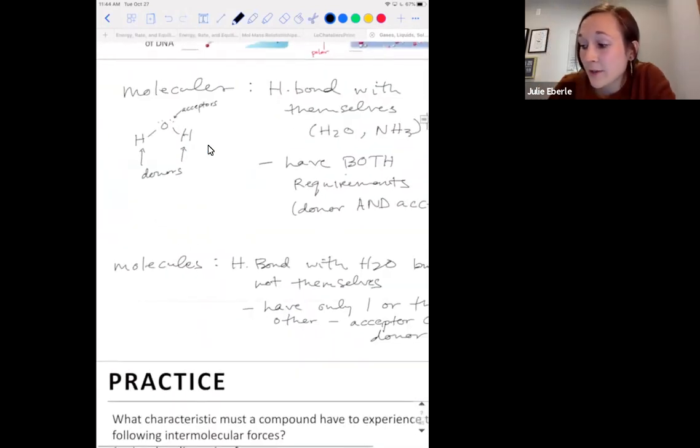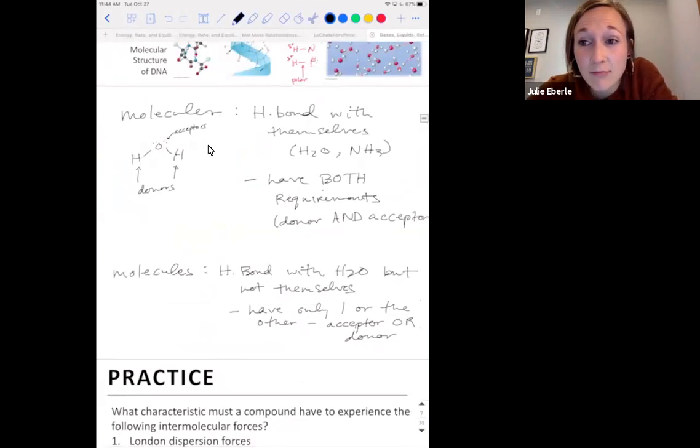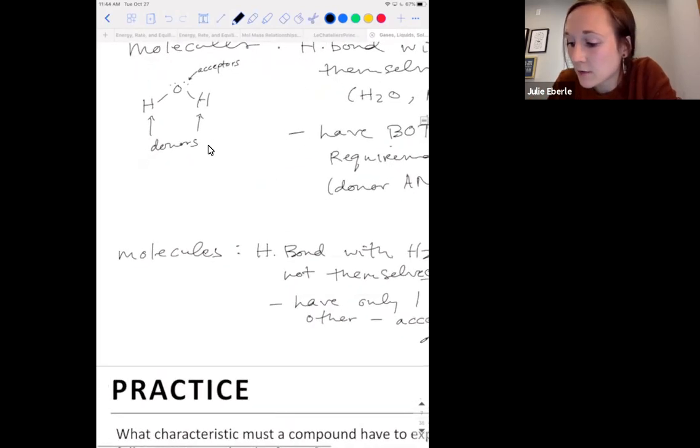So can anybody think of an example of a molecule that can hydrogen bond with water, but couldn't hydrogen bond with itself? Challenge question. Maybe it has a positively polarized hydrogen, but it doesn't have oxygen, nitrogen, or fluorine. What about something like HCl? You have to ask yourself, is this hydrogen positively polarized?